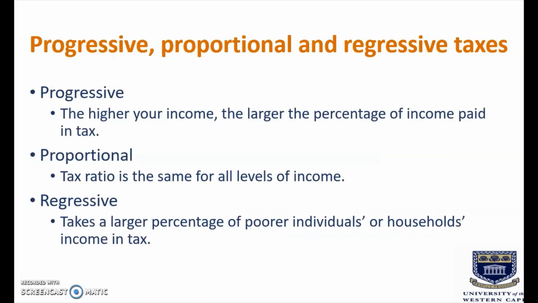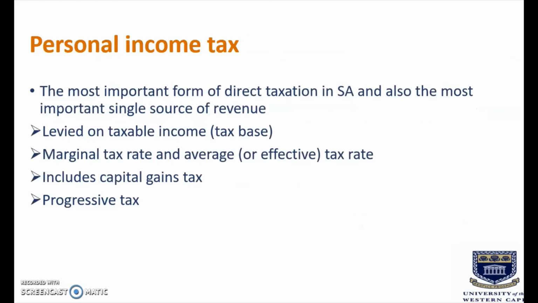Progressive, proportional, and regressive taxes. Progressive tax means that the higher the income you earn, the larger the percentage of income you pay towards tax. Proportional tax means that the ratio is the same for all levels of income. Regressive tax takes a larger percentage of poor individuals' or households' income in tax.